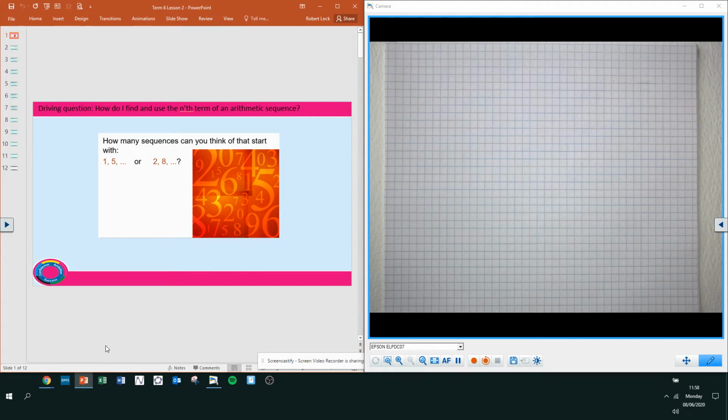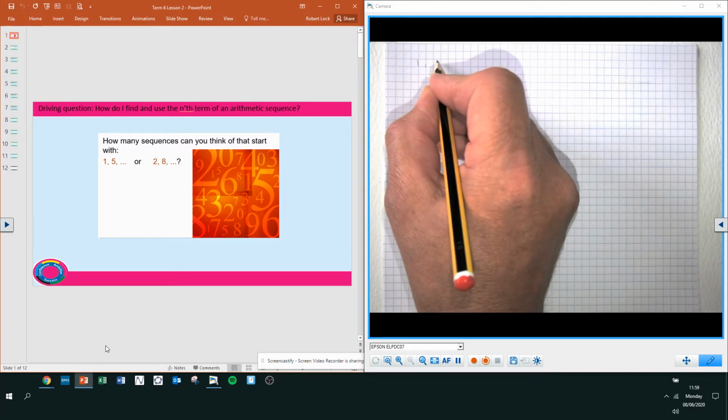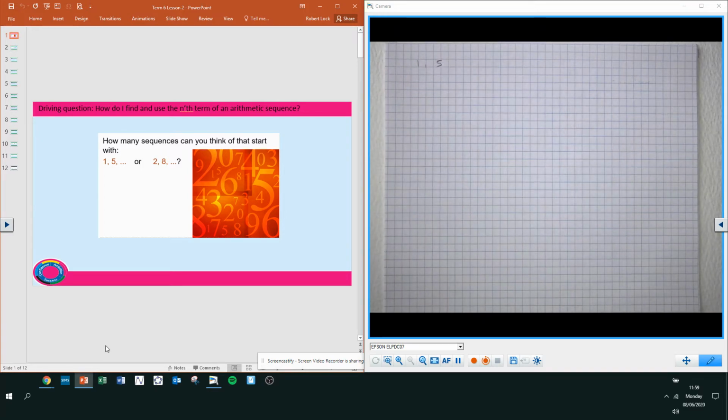Welcome. How do I find and use the nth term of an arithmetic sequence, part 2? Starter question: how many sequences can you think of that start with 1 and 5? Or, if you want to finish with those, 2 and 8. So the question was 1 and 5. How many sequences start with 1 and 5?